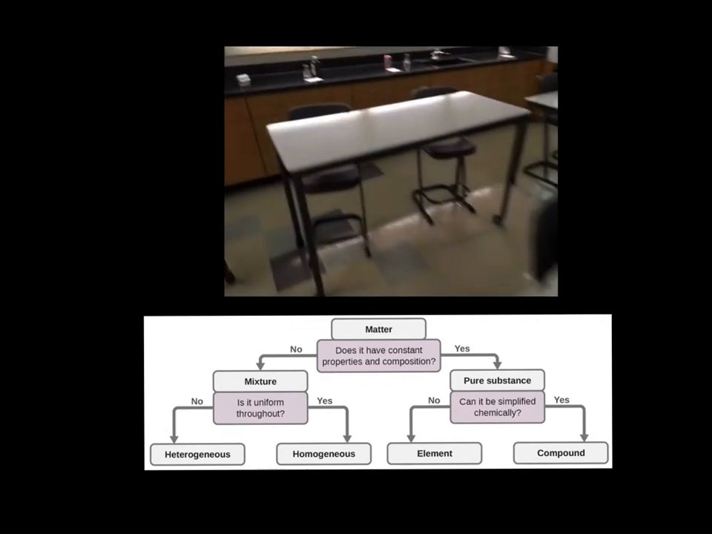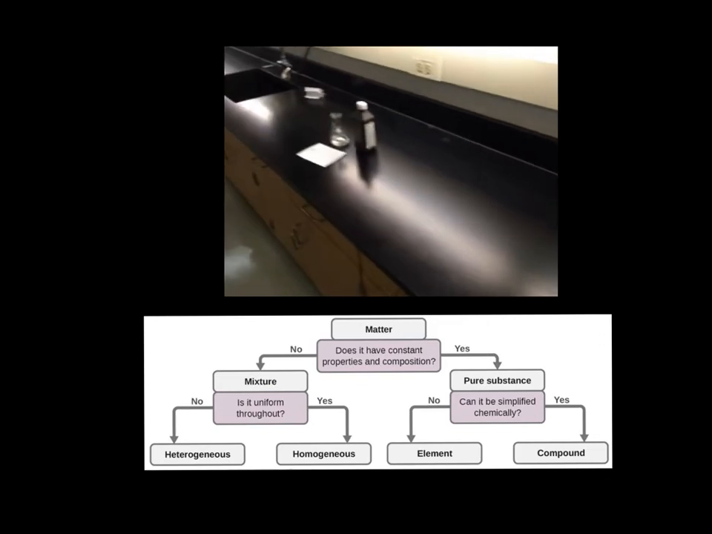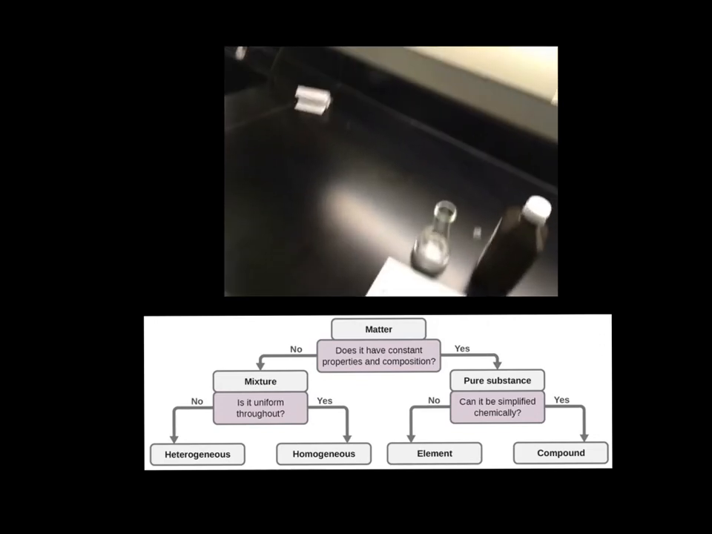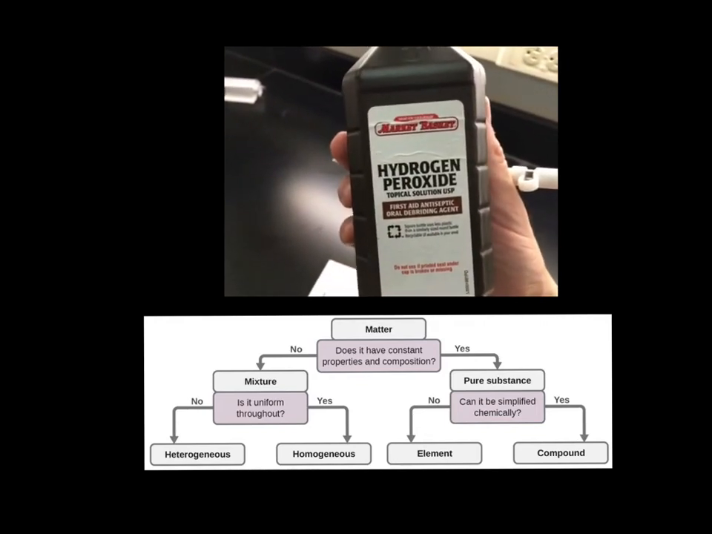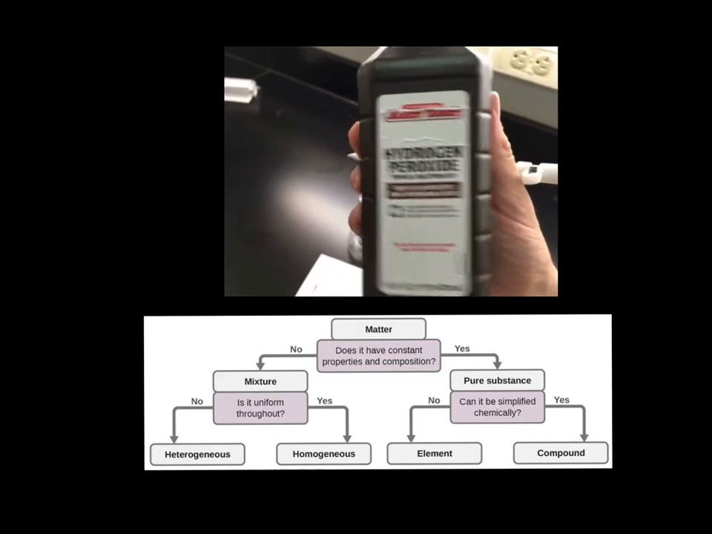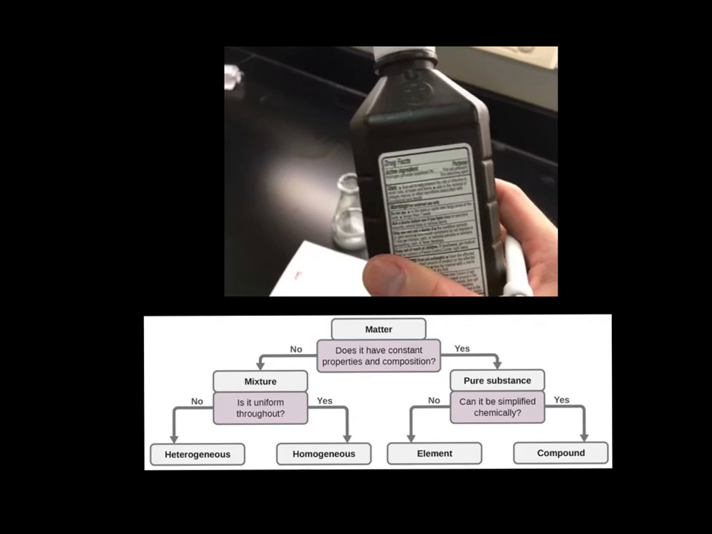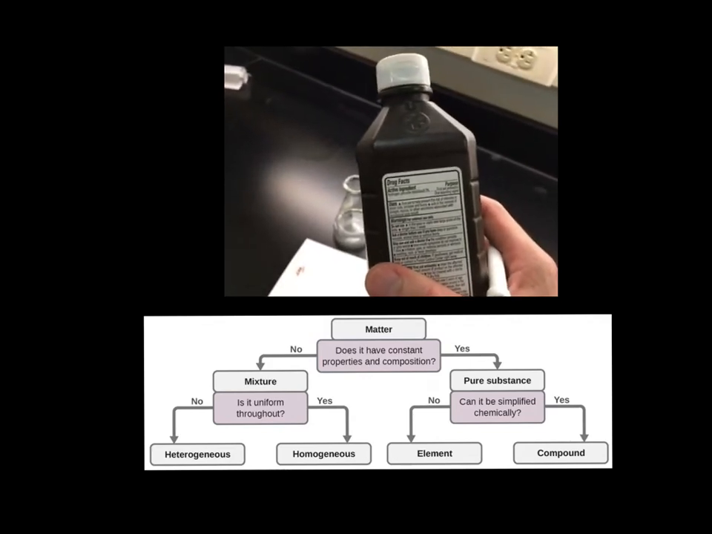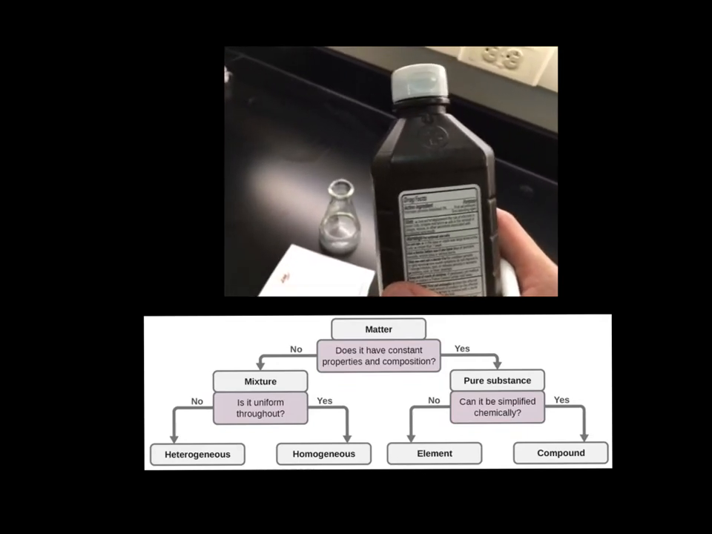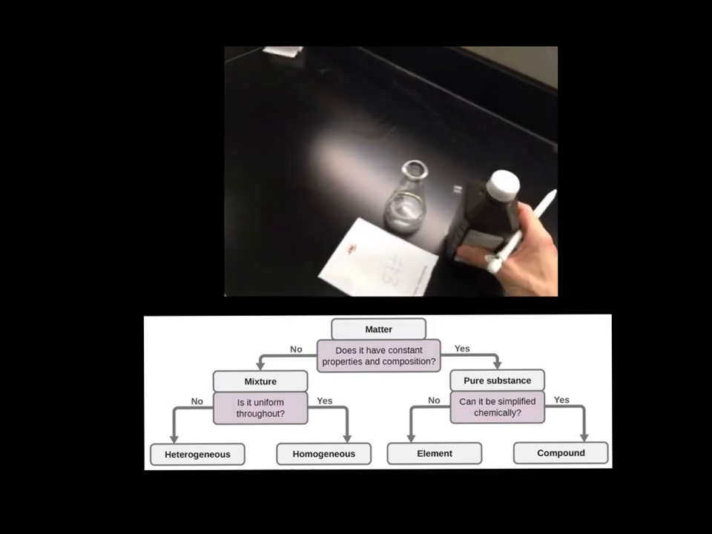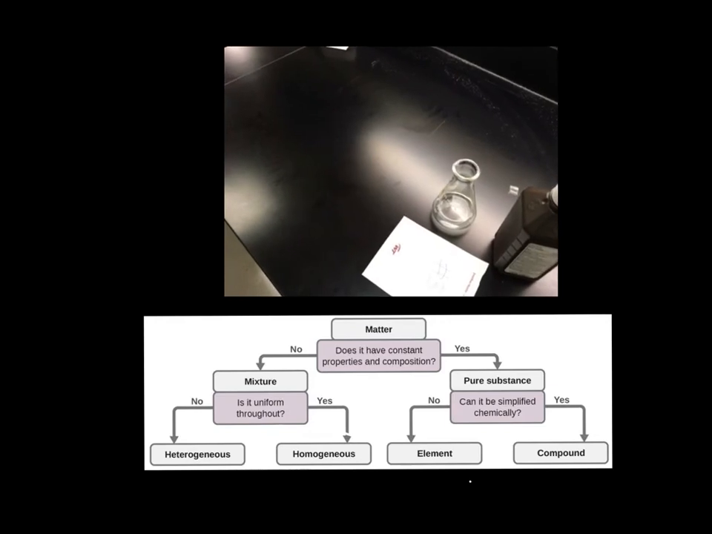Okay, so let's go look at some different examples of these different types of matter. I set up a bunch here. Let's take a look at this one to start. This one is hydrogen peroxide. Hydrogen peroxide is actually a compound, and it's H2O2. So right away you think this is a compound, but if you look closely, it's only 3% hydrogen peroxide, meaning that this contains water and hydrogen peroxide. So this one right here would be a homogeneous solution.